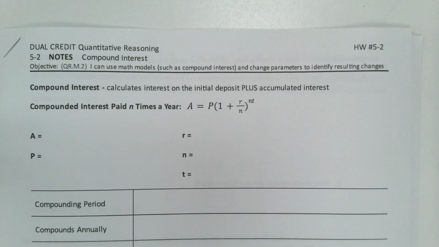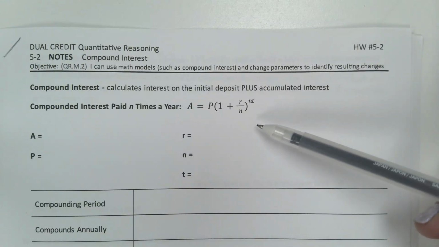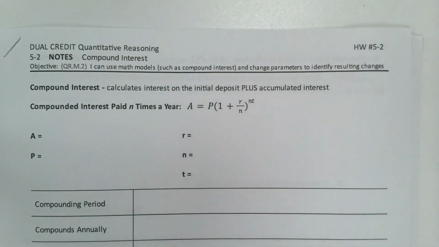To start on compound interest. Compound interest is what all of your savings accounts at the bank do. They pay interest on top of interest. It is fantastic. So here is the compound interest formula that is paid n times a year.